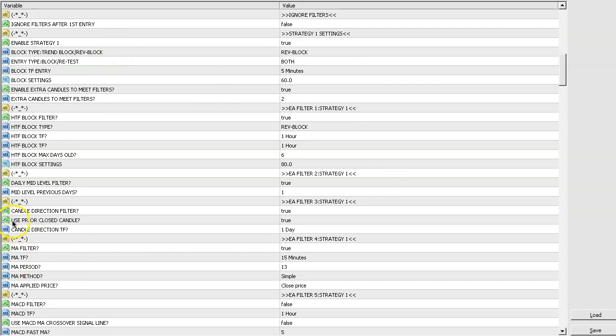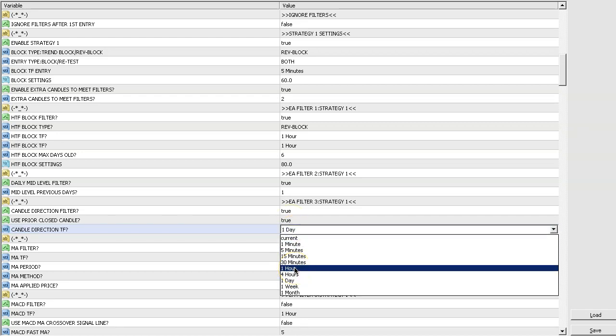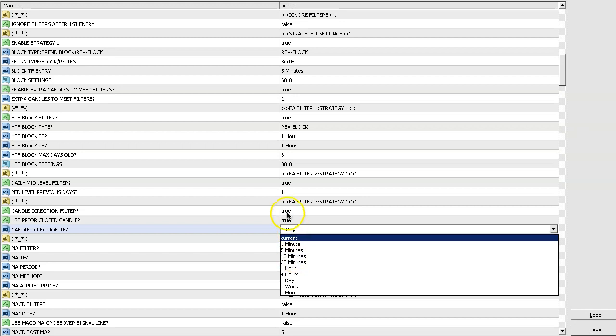So again, use prior close candle means we're going to take the direction of the prior day, or we can even use a smaller time frame, 1 hour. If my previous 1 hour candle was bullish, then I can look for a bullish entry on the next 1 hour. That is pretty much how it's going to work.